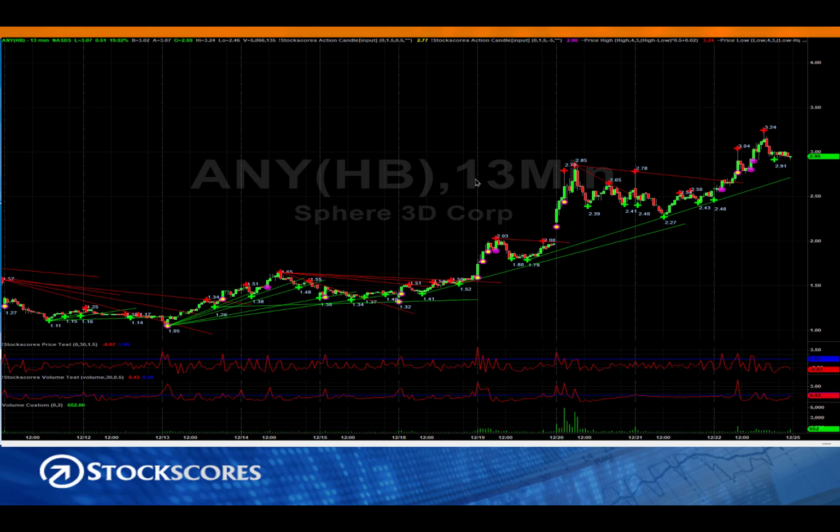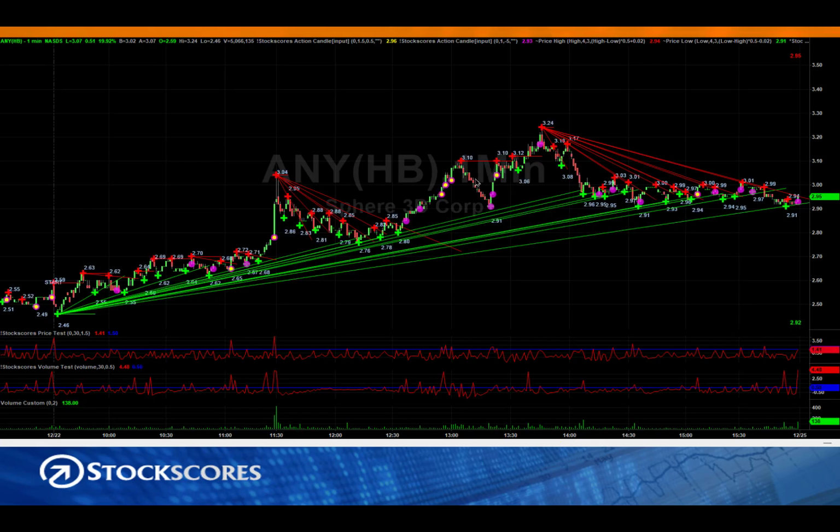Okay, so let's now take a look at a 1-minute chart. Again, here you can see message candles and action candles. Action candle, abnormal price with abnormal volume. Message candle, just abnormal price, but no abnormal volume.